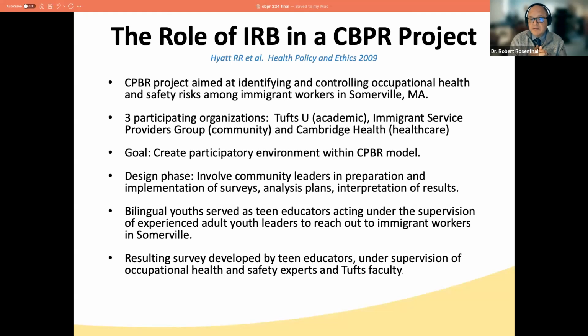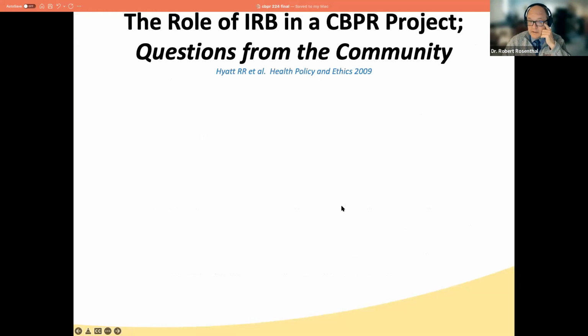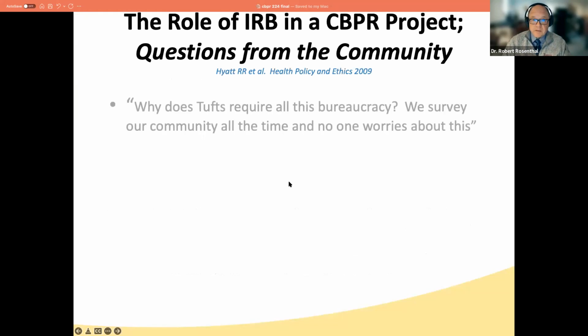In the design phase, they involved community leaders in preparation and implementation of surveys, analysis plan, and interpretation of results. And they felt the best way to survey the community was to use bilingual youths who served as teen educators, acting under the supervision of experienced adult youth leaders to reach out to immigrant workers. And the resulting survey was actually developed by these teen educators under the guidance of these supervisors.